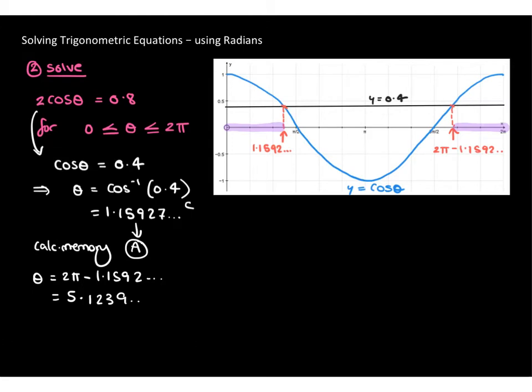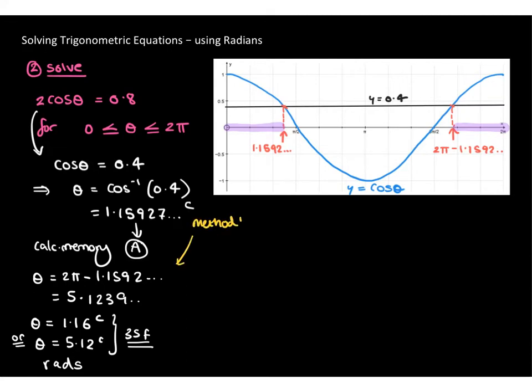5.1239... So to finish off, I need to give my answers rounded, so theta equals 1.16 radians, and the alternative value, theta equals 5.12 radians to 3 significant figures. Or if you want to, write rads or radians rather than using the c symbol. So again, I've solved this equation. Method 1, I've used the trigonometric graph.